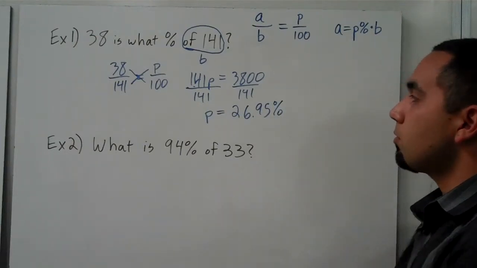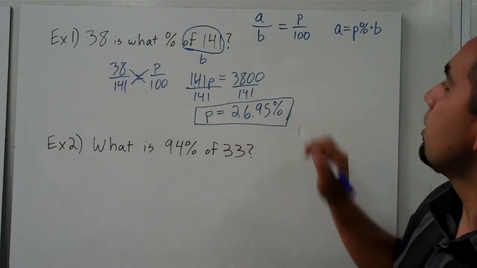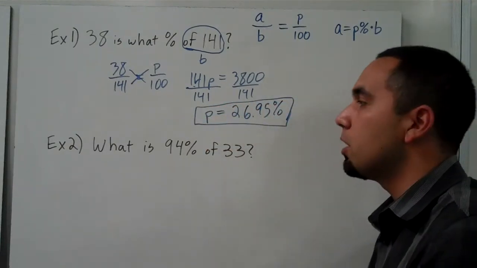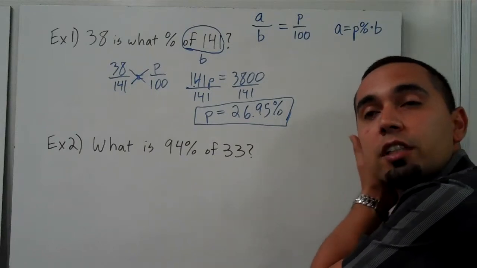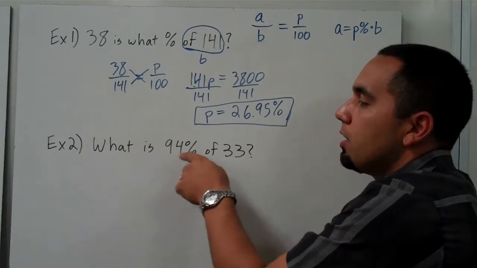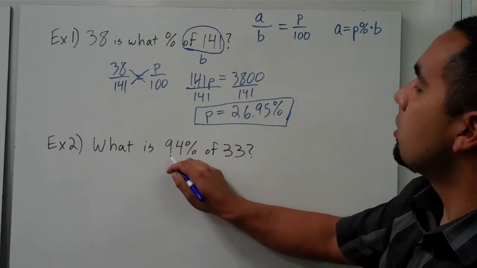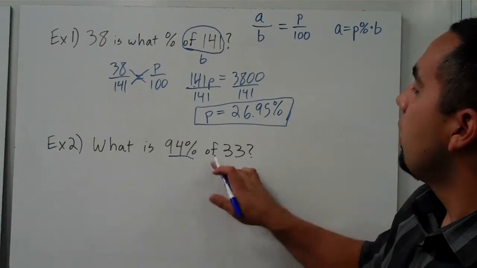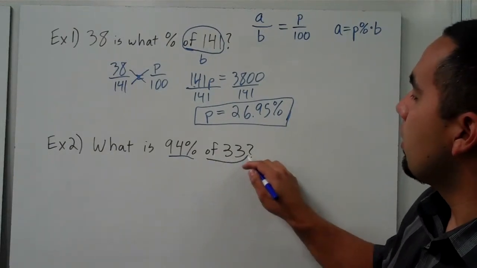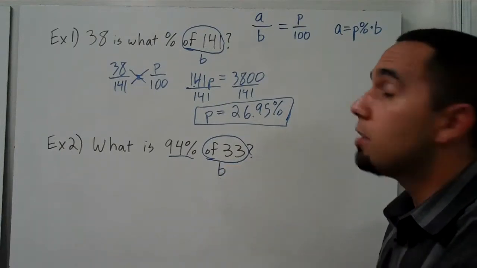So we found the percentage. We are done. These problems move pretty quick, especially with the calculator, but we just need to be able to take the sentences and interpret what they're saying. So what is 94% of 33? 94%, so I know I have my P, and I have of 33. Again, anytime a number follows of, we know that's our base, right?